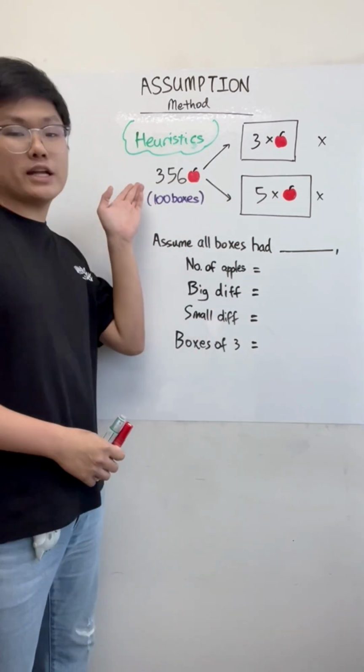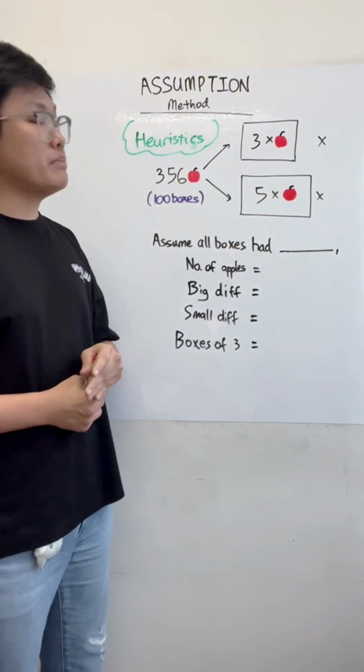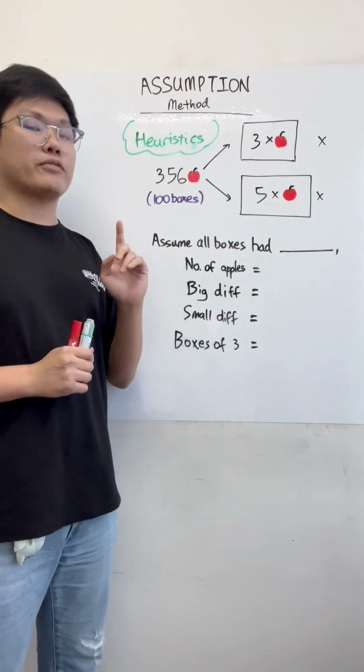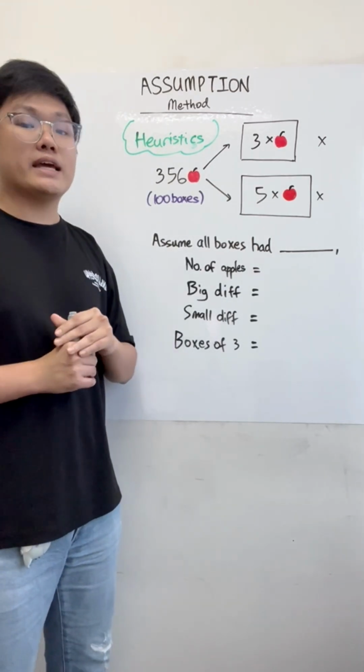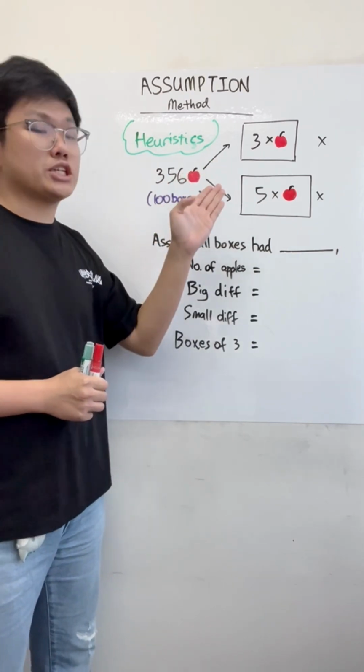Let's say we have 356 apples that we want to split into 100 boxes. Now, the boxes will either be in boxes of 3 or boxes of 5. However, we are not given a number for either one of them. In this case, what we can do is an assumption to deduce how many of these apples will be in which box.